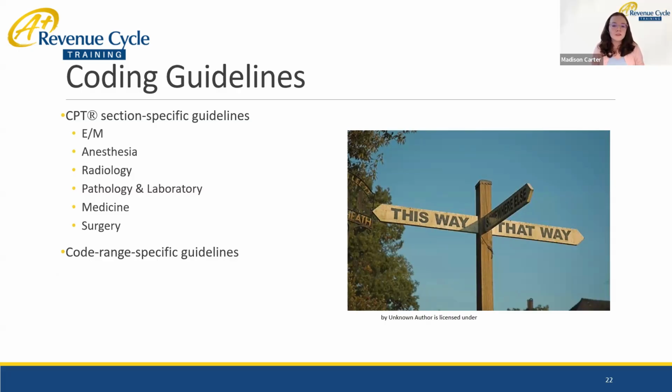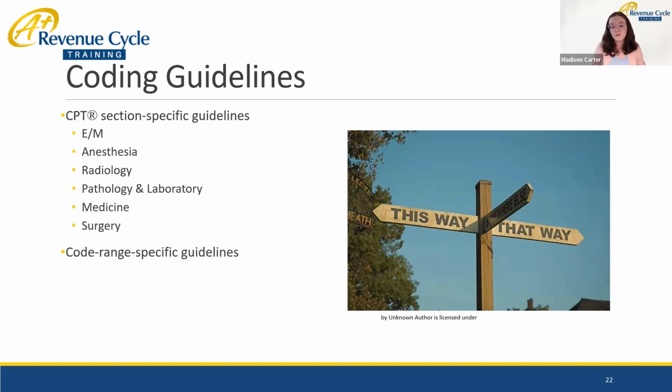Now, you'll mostly be referencing your section-specific guidelines, which are going to be found in the front of the E&M, the anesthesia, surgery, all of those good sections in the CPT manual. Now, these guidelines are specific only to their section, but they may have some overlapping concepts like special reporting. You should have these section-specific guidelines and the introduction guidelines that I mentioned on the previous slide memorized to the best of your ability.